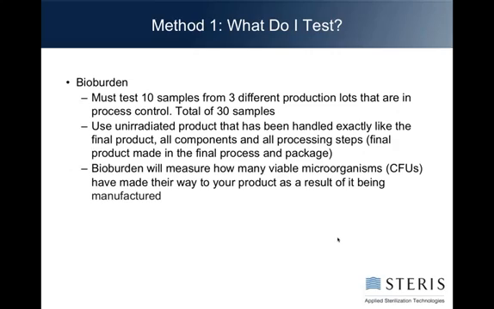We mean final product in its final package because each step of the production process has the potential to add organisms to your product, up until the point we seal the sterile barrier shut. Bioburden measures how many viable organisms in colony-forming units you have as a result of the product being made in its normal manufacturing process.